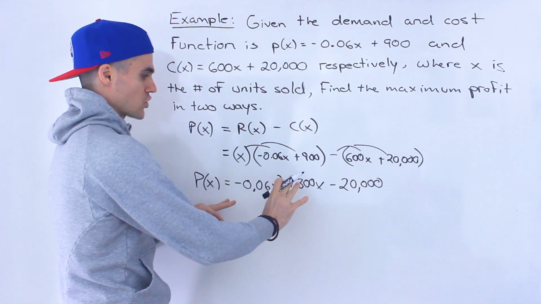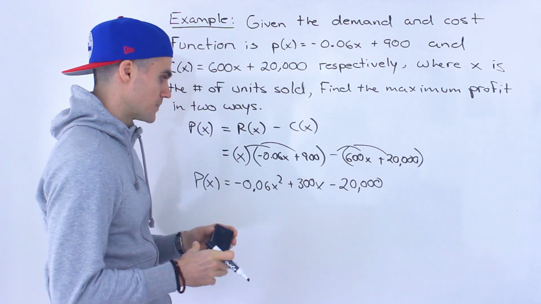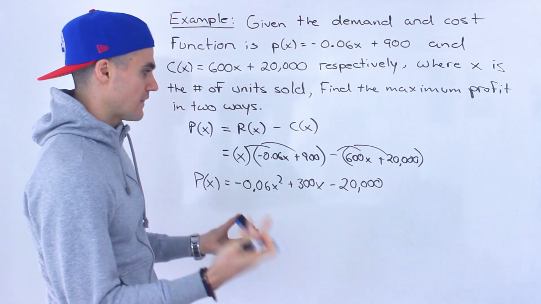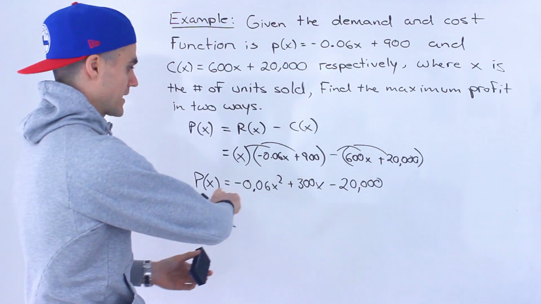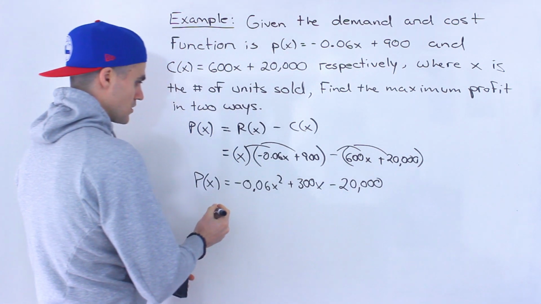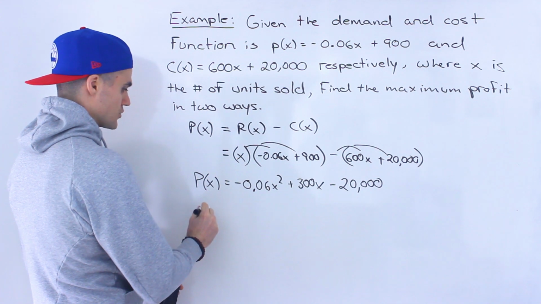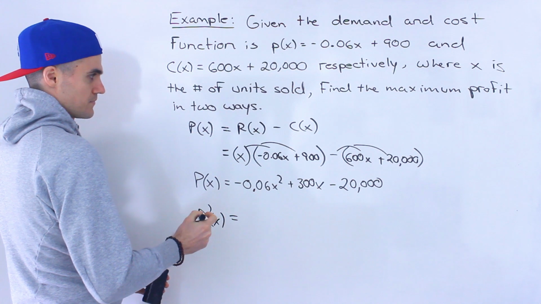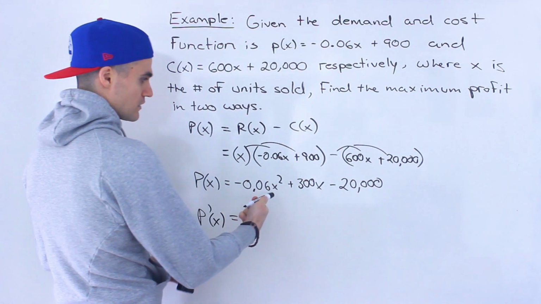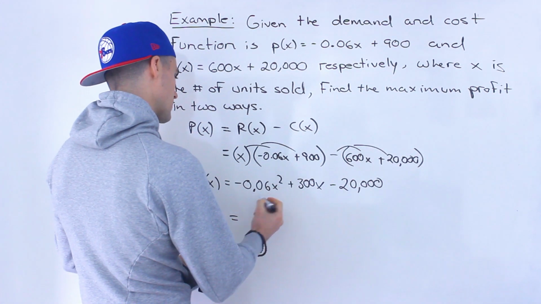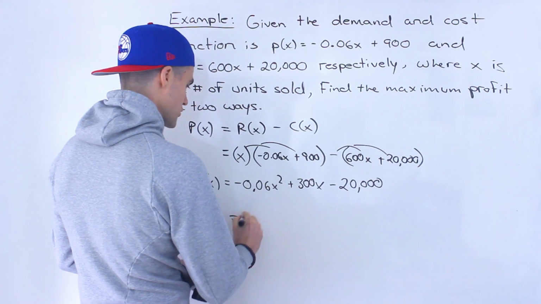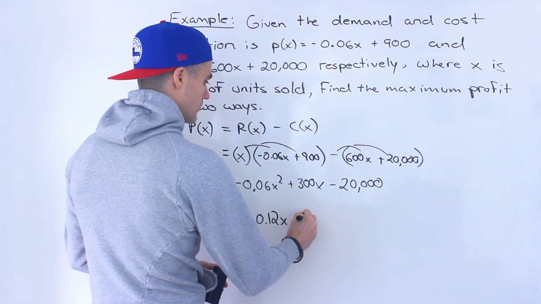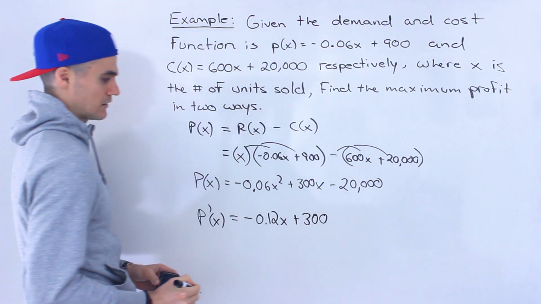Notice that this is just a quadratic that's opening down, so we know it's going to have a maximum point. And so we just have to find out what that maximum point is. We're finding the maximum profit, the maximum of this function. So a simple way to do this is you can actually just find the derivative of this. And when you find the derivative, you bring the 2 down, so you'd get negative 0.12x plus 300, like that.